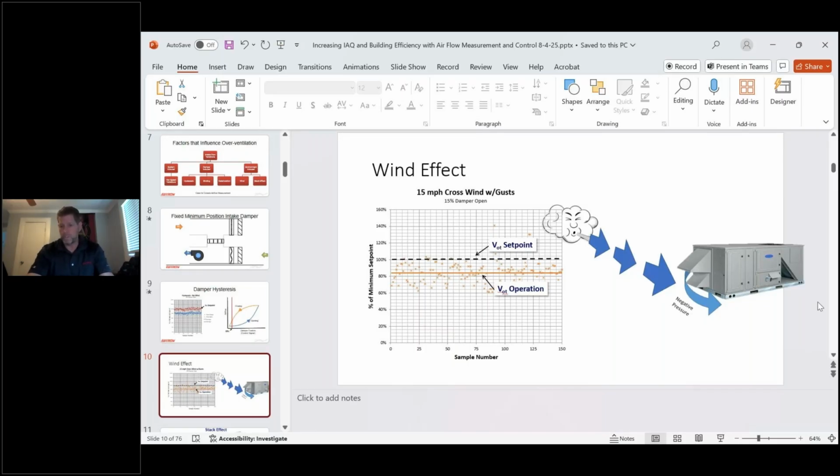So a crosswind can create a negative pressure, and a direct wind on your outside air intake is going to create a little positive pressure. So that means you may be bringing in more outside air than you thought you were bringing in if you're not measuring that airflow and then controlling the dampers based on airflow. So again, you could end up with an indoor air quality issue or an over pressurization issue, where then you're treating unneeded air, if that makes sense.